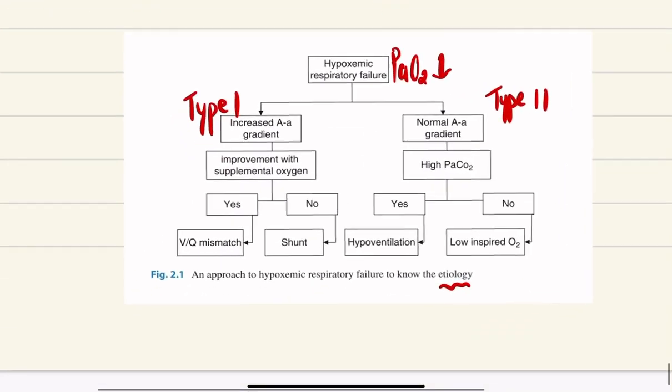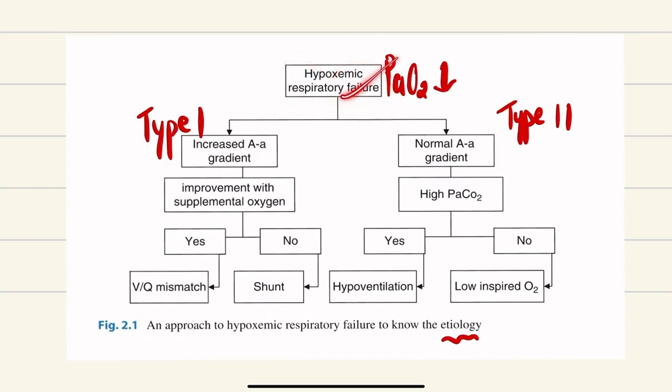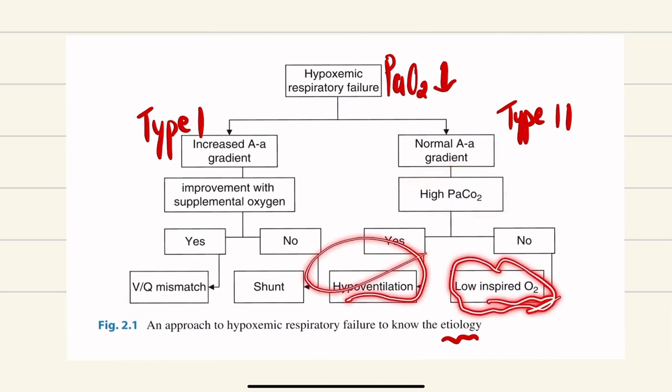So let's see some approach to hypoxia or failure. If PaO2 is low, it might be type 1 or type 2. If the gradient is increased, it is type 1. If the gradient is normal, it is type 2. And if it improves with oxygen supplementation, then it might be due to V/Q mismatch. If not, then it might be due to shunt. But if there is a normal gradient and high PaCO2, it must be due to low inspired oxygen or hypoventilation. We have to be sure about this.